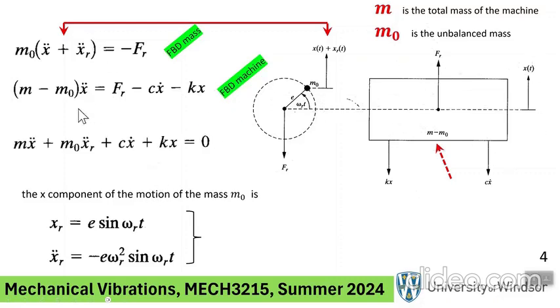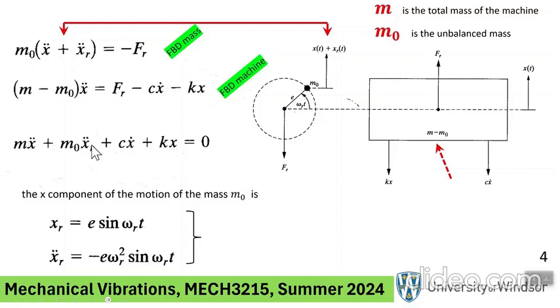Now, if you add these two up, notice that several things cancel out. For example, m0 x double dot is here, and m0 x double dot is there. They cancel out. One is positive, the other one is negative. Fr, one is positive, the other one is negative. So essentially, we get a very simple expression, and once you take everything to the left-hand side, this is going to be your equation. So I added these up and took everything to the right-hand side, and this is what I get.